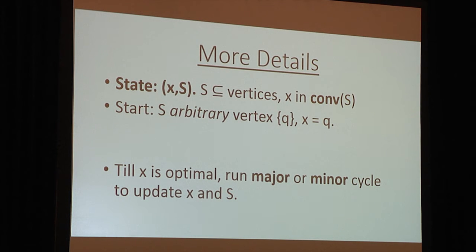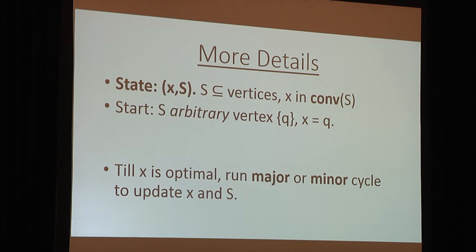So it maintains a state. The state is S, a subset of vertices of the polytope, and X, a point in the convex hull. In the beginning, S is an arbitrary vertex, and X is that vertex itself. It's a trivial corral. Till I get optimal, I run what are called major or minor cycles, which we'll come to in a minute. These cycles update the state: they update X and the set S.